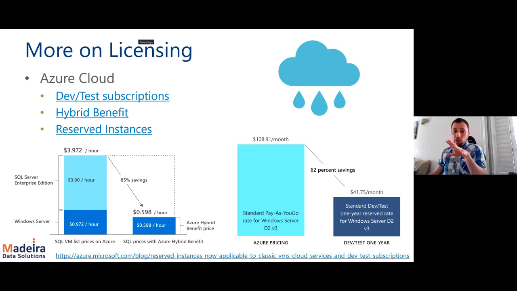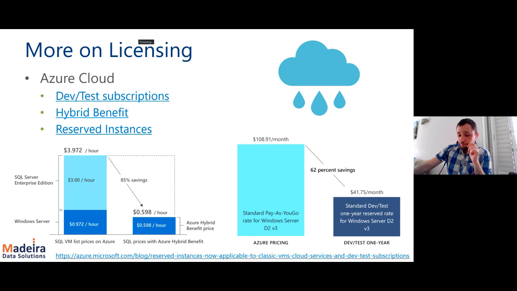Okay, so if you do that, you pay in advance. Not necessarily pay in advance, but you pay monthly, but you reserve the instance in advance, and you can have up to 72% savings. That is true for virtual machines. It is true for a whole bunch of Azure services, managed instance, Synapse, all kinds of instances.